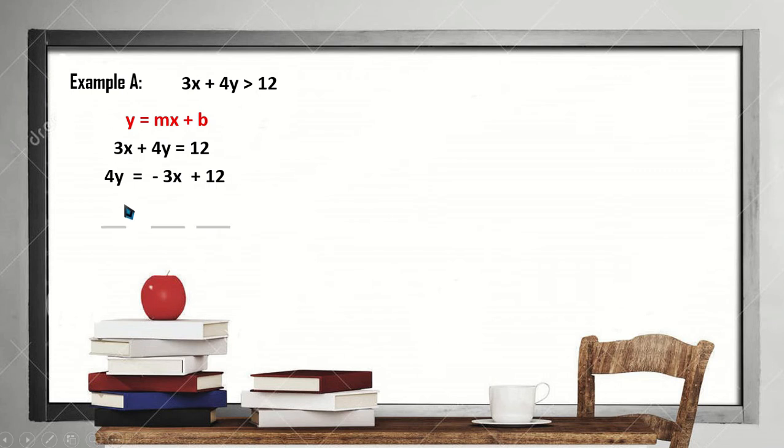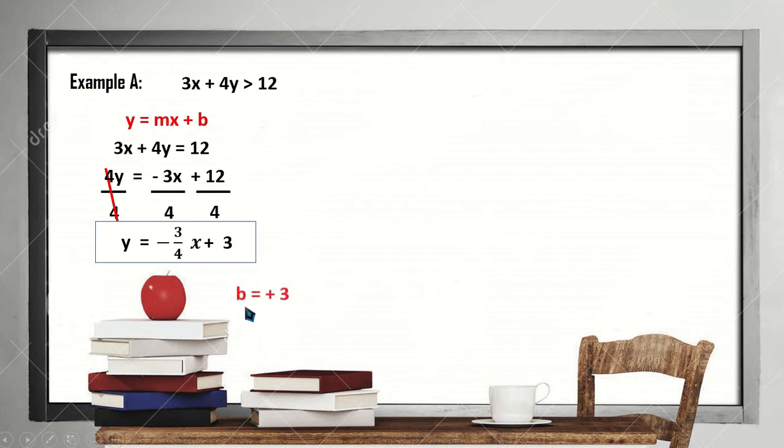And then gagawin natin, divide natin both sides by 4 para matanggal natin to. So cancel, matitira na lang is y is equal to, so since walang divisible, ito na yung sagot. So we have negative 3 over 4x. And then 12 divided by 4, that is positive 3. So kunin natin si b tsaka si m. Ano yung b natin? So kung titignan natin, ito yung b. Ang b natin yung nasa dulo or yung constant lang, which is 3.